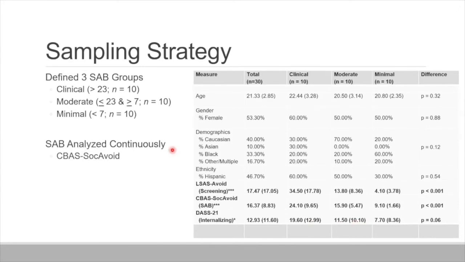And based on some of our previous work, we modeled social avoidance behavior continuously. So we selected categorically to make sure we had the full range of social avoidance behavior, but because we have only 30 subjects, we really wanted to maximize our statistical power. So we modeled it continuously using our primary measure, which is referred to as the CBAS, the Cognitive Behavioral Avoidance Scale, which has a social avoidance behavior subscale in it. And that's our primary measure that we've used in both previous research and this study as well.